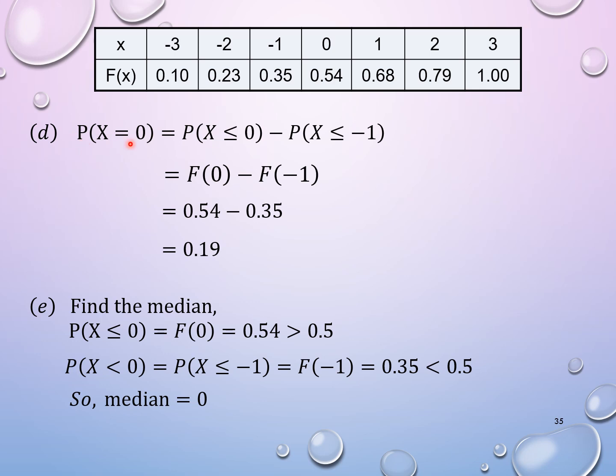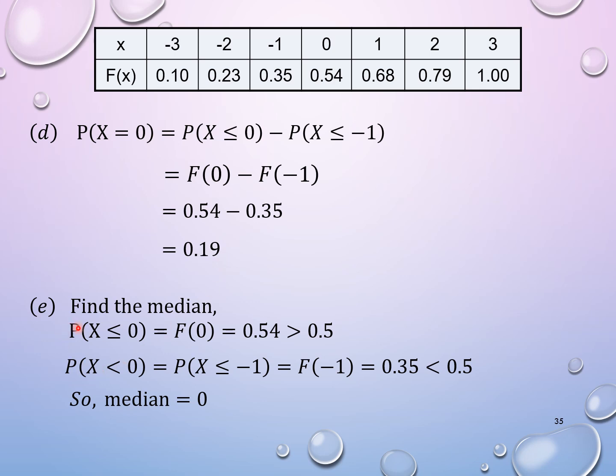And D, probability x equal to 0 is actually equal to probability x less than or equal to 0 minus probability x less than or equal to negative 1. So this one becomes F(0), this one becomes F(negative 1). Why is it like that? Because remember, this is the less than or equal sign, so we can take it straightforwardly. F(0) is 0.54, F(negative 1) is 0.35. So you get this answer.